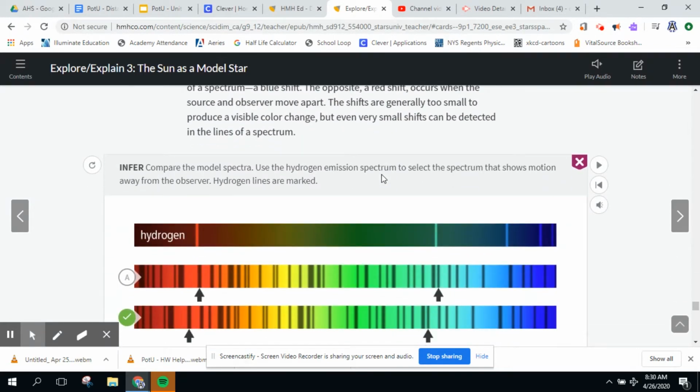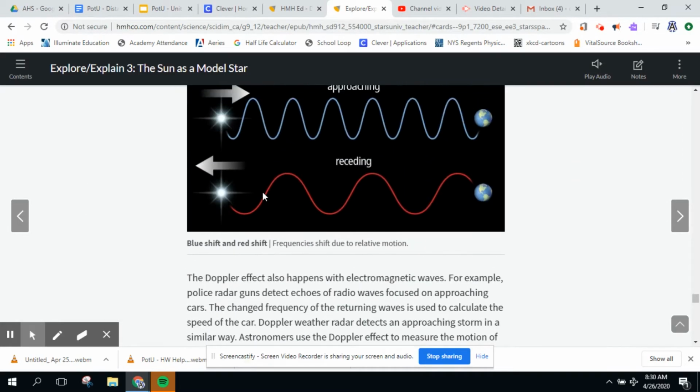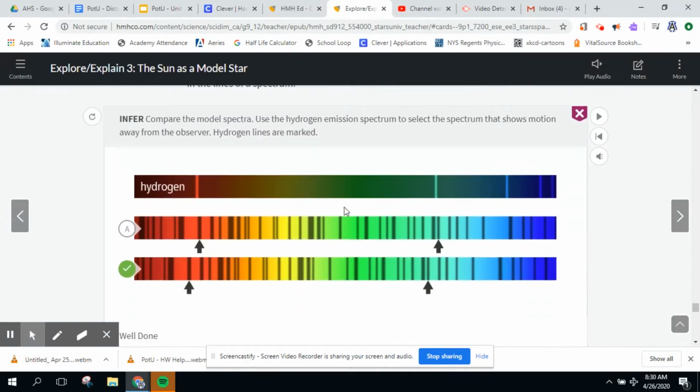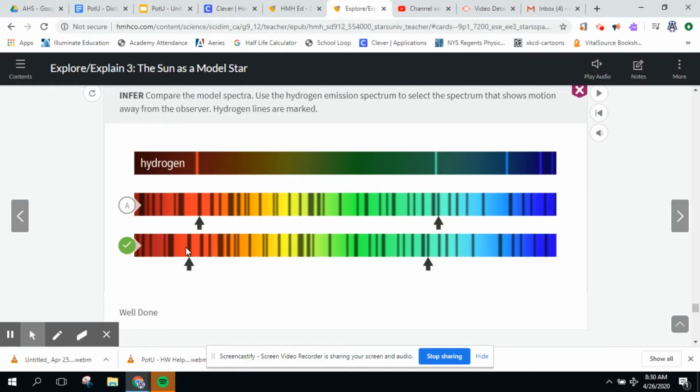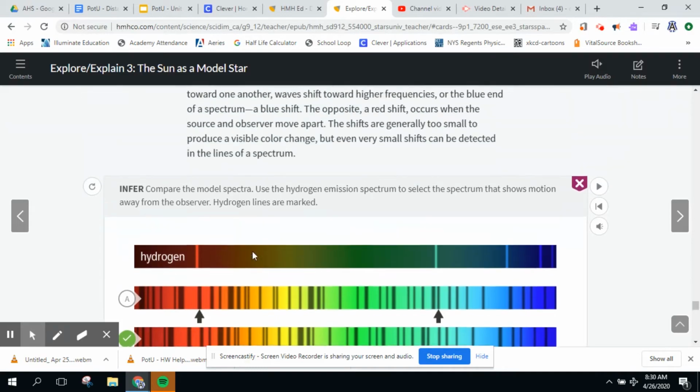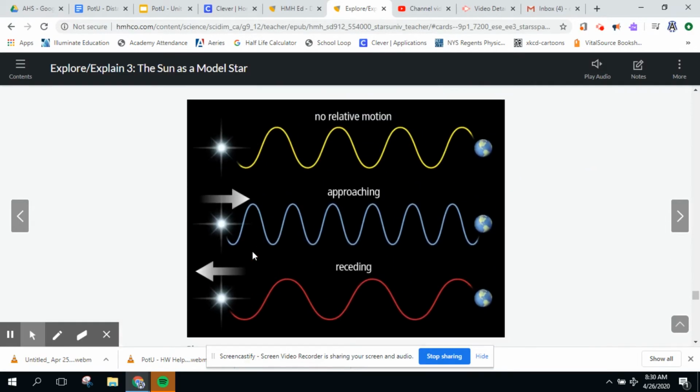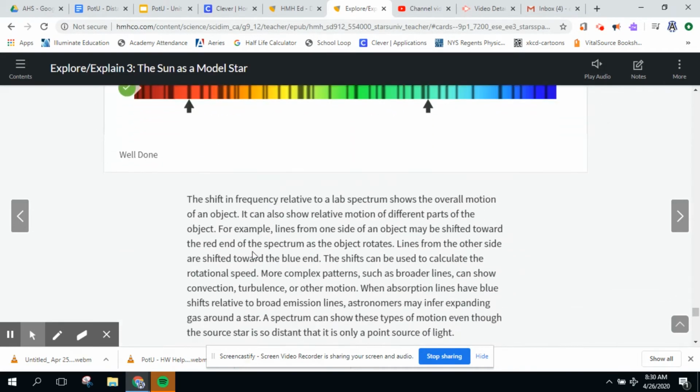All right, this is asking which of those would show motion away. Motion away is going to be a red shift, and we can see that the bottom one has that shift to the red. Right, we have that red shift there. I don't love these problems. They're not a great problem. We just, again, have to understand for us this red shift and blue shift as approaching and receding.